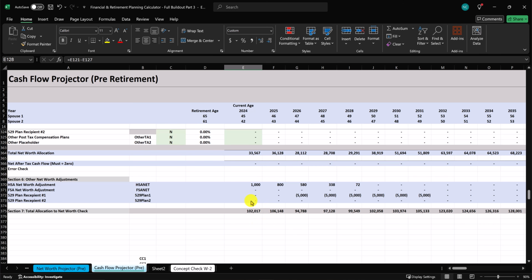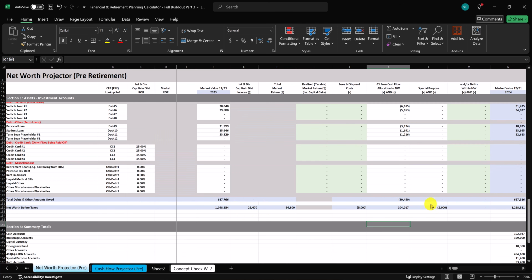So we want to have built-in checks for everything we do. We want to make sure we have completeness. We want to be able to look at the same thing from two different angles and make sure that we've captured all the appropriate items. And so our check between the cash flow projector and the net worth projector, again, is total allocation to net worth here should agree to this combination of two numbers right here on the net worth projector page.